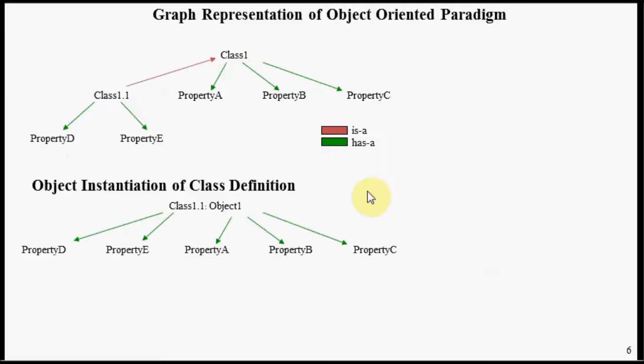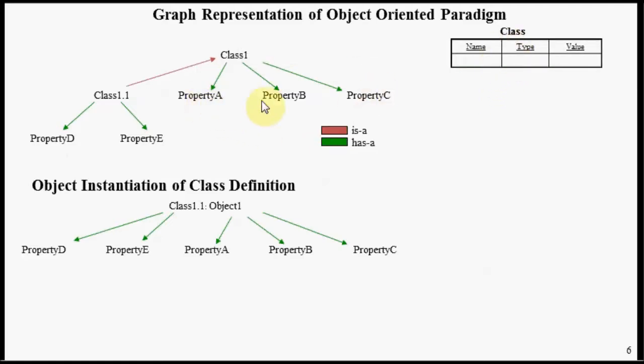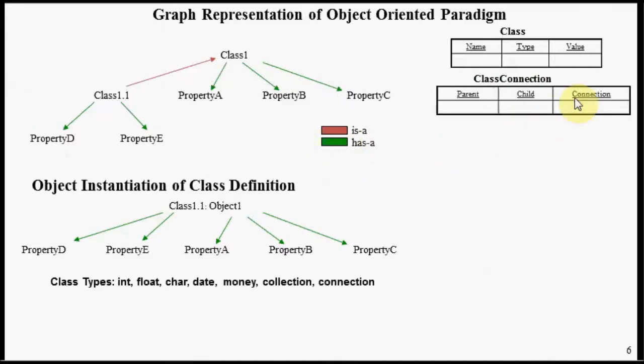Okay, now let's look at the relational tables needed to support this paradigm. So we have the notion of a class table here, which represents the nodes of our class graph. It's basically a name-value pair, and we have a type column here, and legal type values. This represents basic class types. We have a class connection table of parent-child nodes and a connection type. In this case, it's going to be either has-a or is-a.